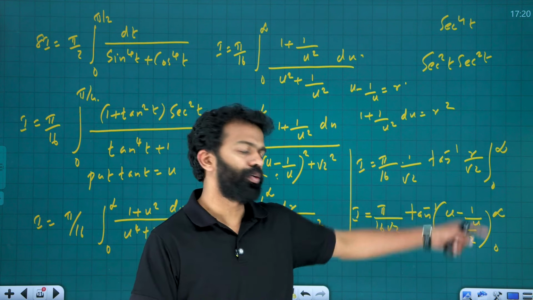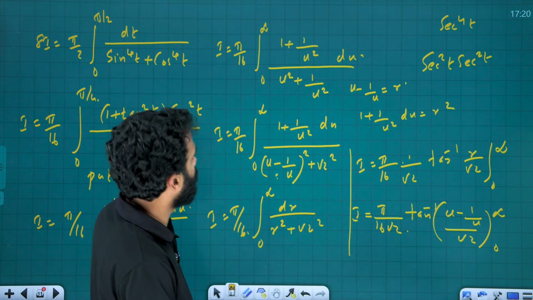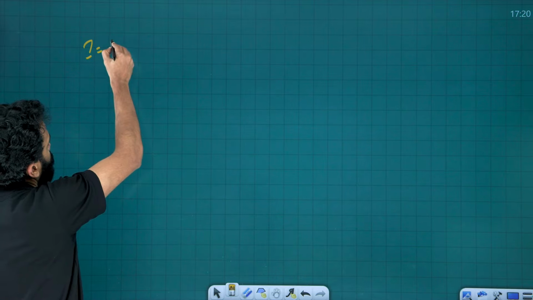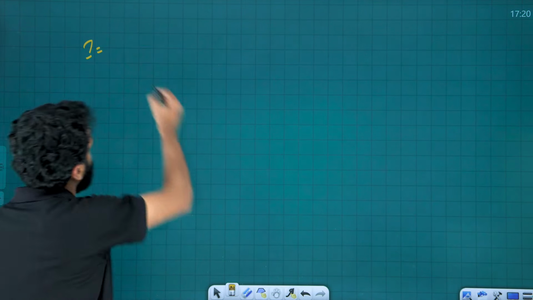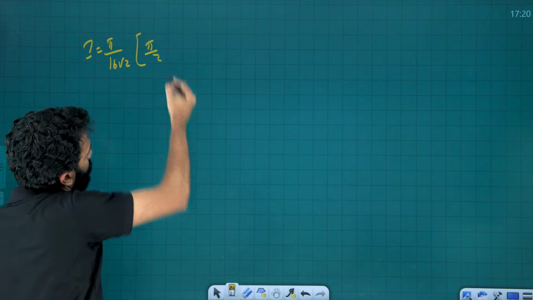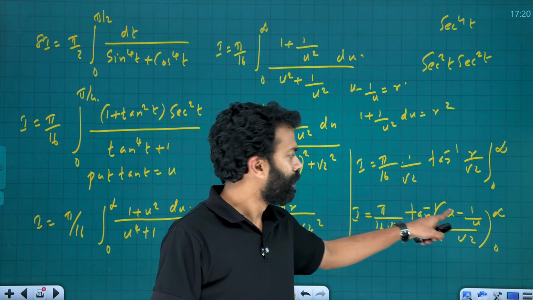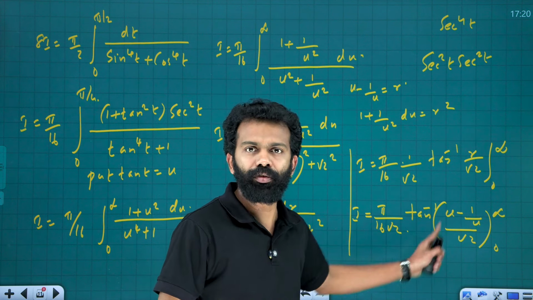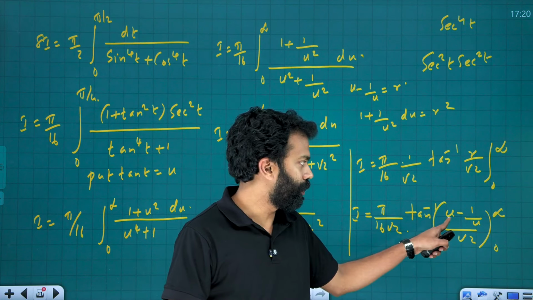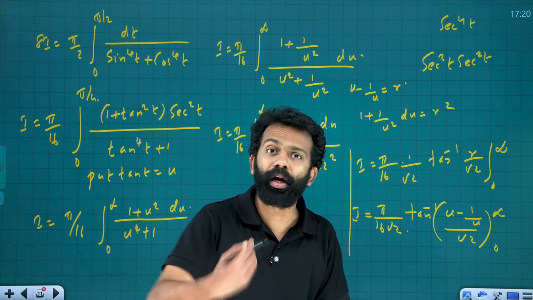And if you substitute infinity, what will you get? 1 by infinity will be 0, infinity by root 2 is infinity, and tan inverse infinity is pi by 2 at first. Yeah, there is no space here. Therefore I will be equal to pi by 16 root 2 into pi by 2. If we substitute infinity, that is infinity minus 1 by infinity, 1 by infinity will be 0, that is infinity by root 2, that is infinity. Tan inverse infinity will be what? Pi by 2. And if we substitute 0, what will happen? If we substitute 0, it will be 0 minus 1 by 0, that is minus infinity, that is minus pi by 2.